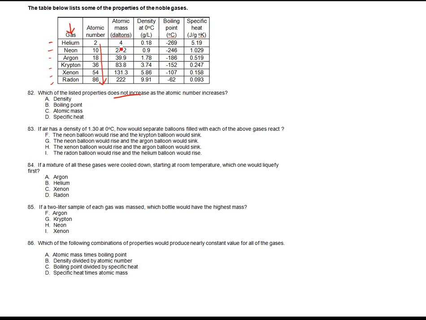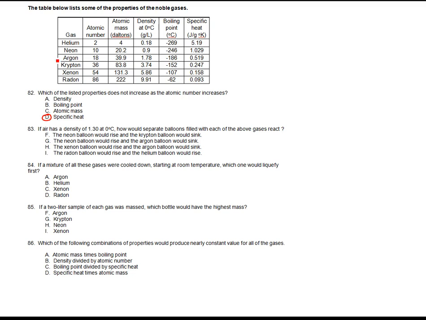All right, so this is a piece of cake. Which one of these does not get bigger? 4 to 222, that's bigger. 0.18 to 9.91, that's bigger. This is tricky, but negative 269 to negative 62, that is actually an increase because we're talking about a negative value. So it must be specific heat, and that's obvious if we look. 5 going to 0.093. So it decreases as this increases. So we would say the specific heat, or D. All right, now that didn't require us to do anything that we've ever learned before. It just made us do some reasoning.